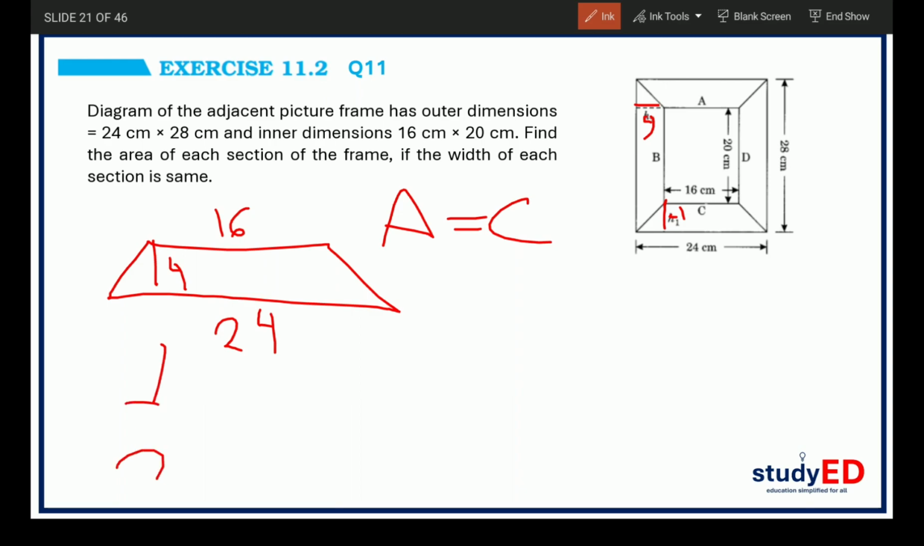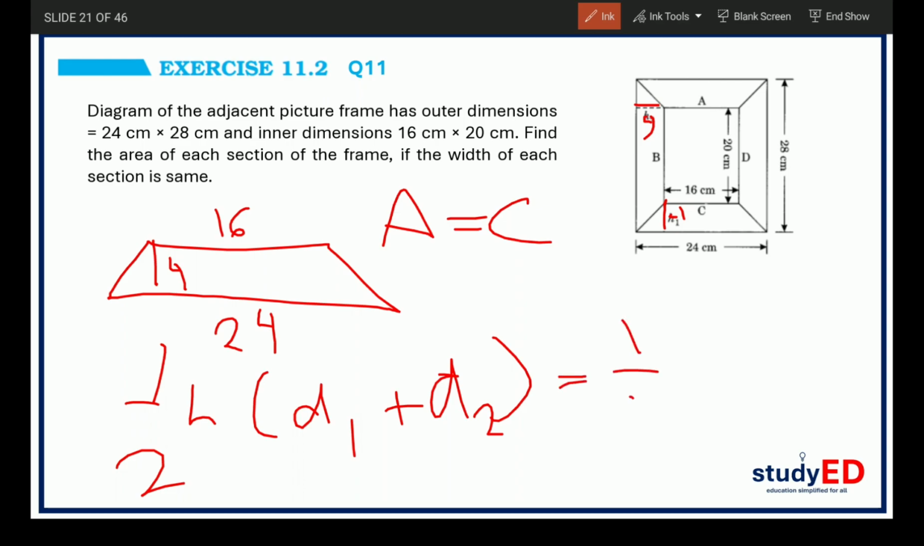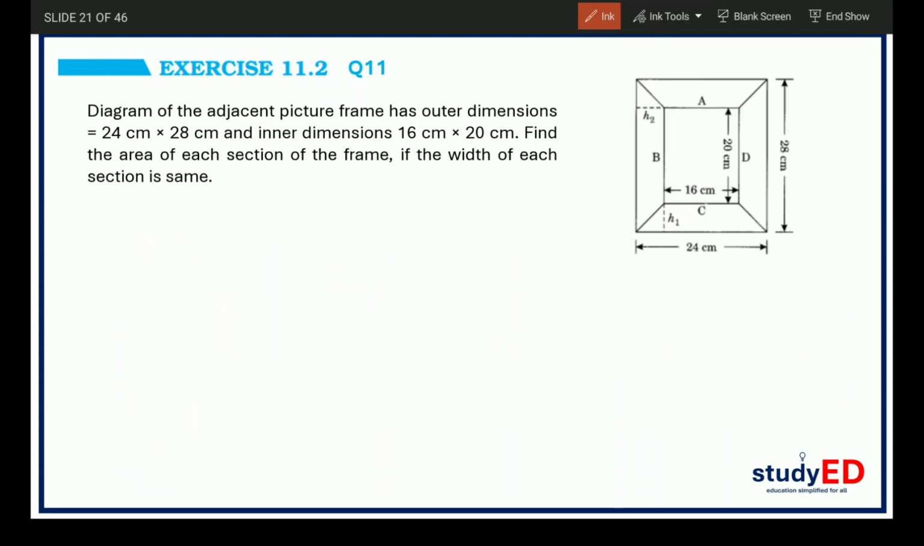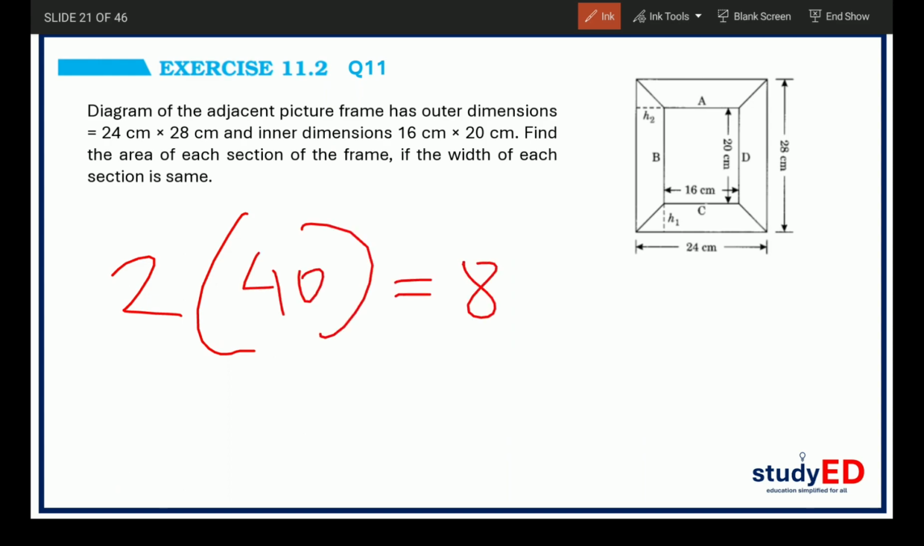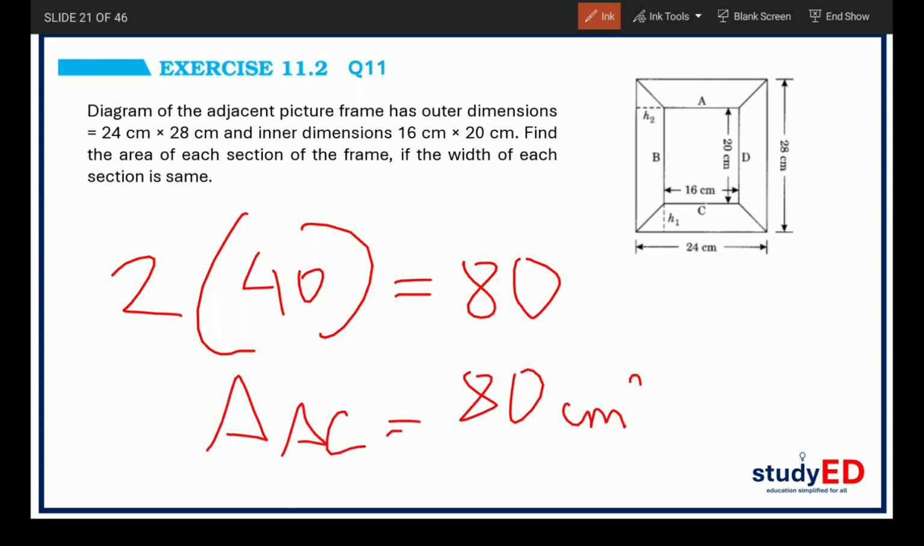So using the formula 1 by 2 h, (a plus b), if we substitute it, we get 1 by 2 into 4, into 16 plus 24. Now 4 by 2 is 2 and 16 plus 24 is 40. So the area of section A and C is going to be 80 centimeters square.